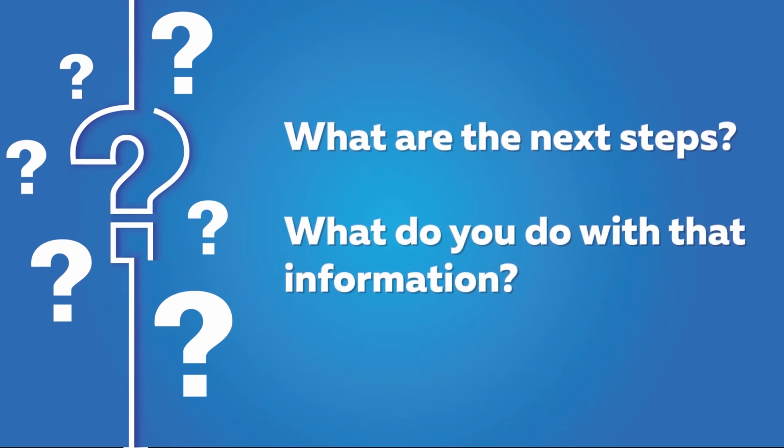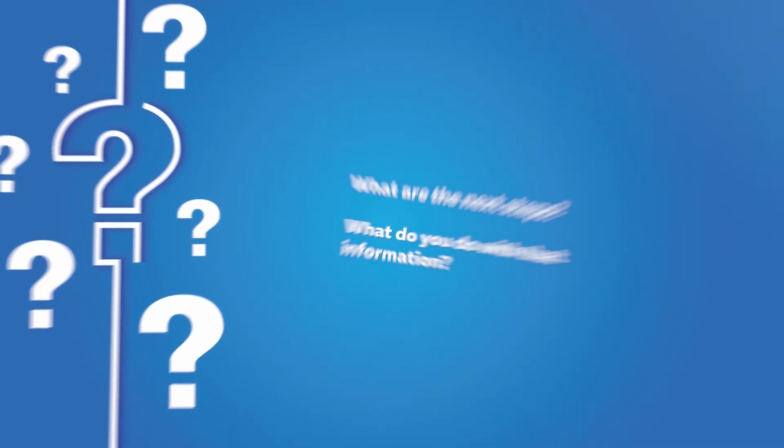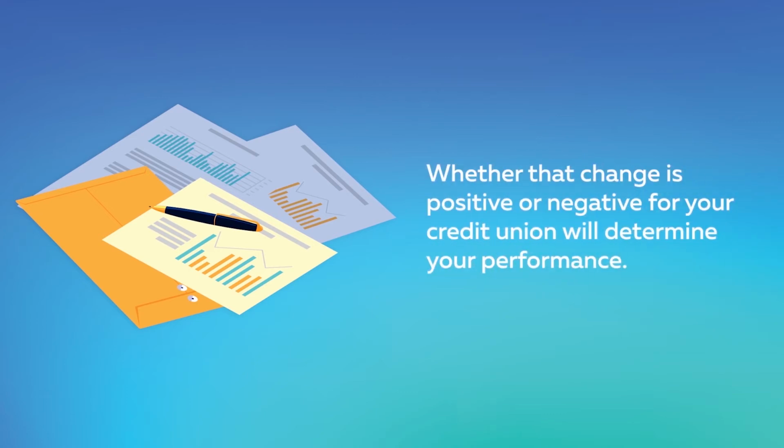Now that we've heard about some of the big ratios your credit union will need to utilize for measuring performance, what are the next steps? And what do you do with that information? Well, many credit unions will have a ratio review section within their monthly board packet, which will show changes in values of those ratios over time. Whether that change is positive or negative for your credit union will determine your performance.